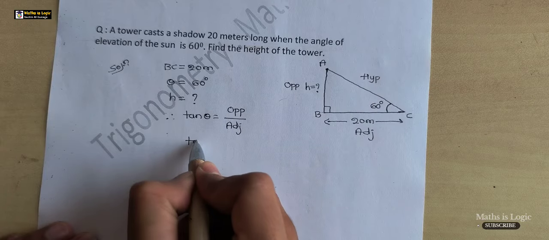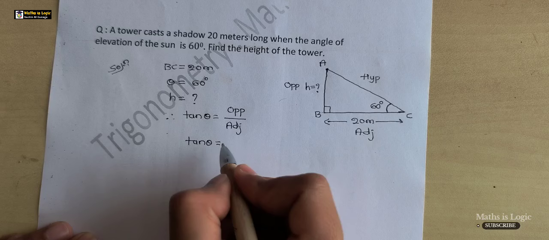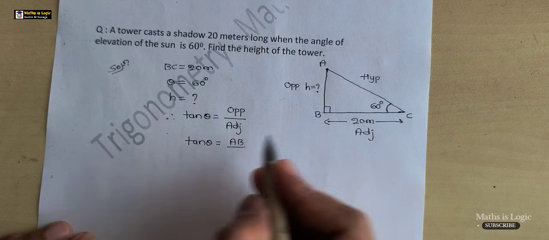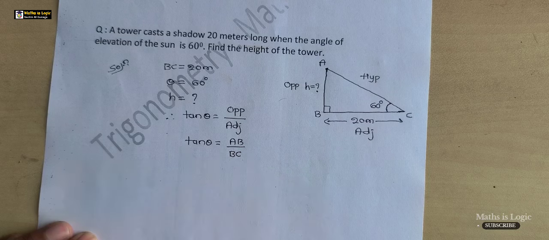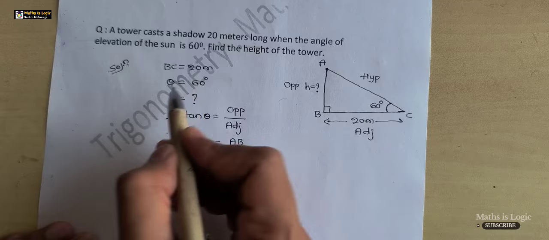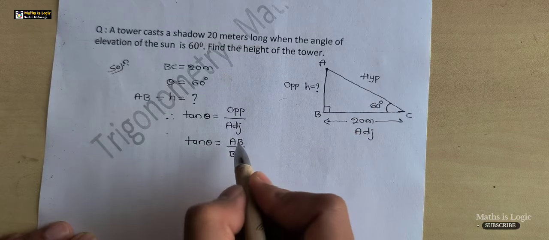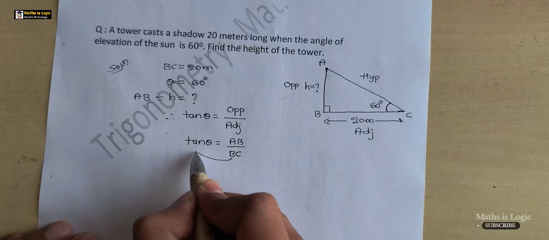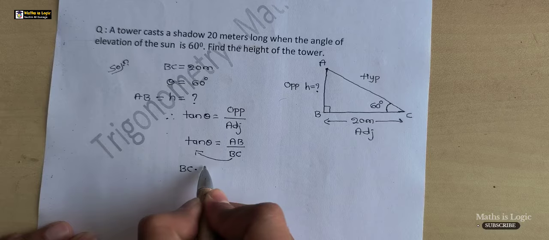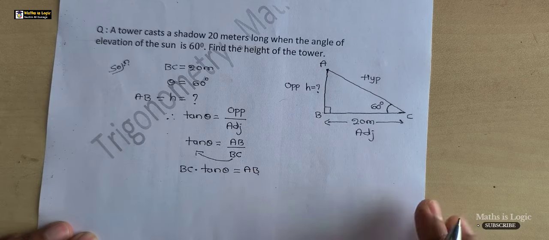So now tan theta, keep it as it is, equals opposite. Opposite is nothing but AB divided by adjacent side, which is nothing but BC. Next we need AB, correct? H is nothing but which distance here? AB. Height we need. Therefore I am going to do the cross multiplication. So BC into tan theta equals AB, correct?